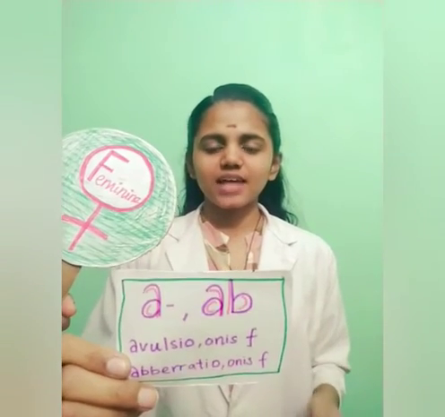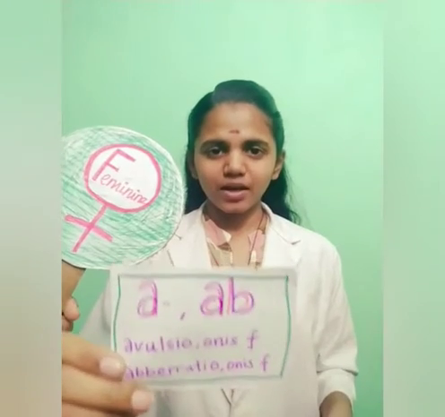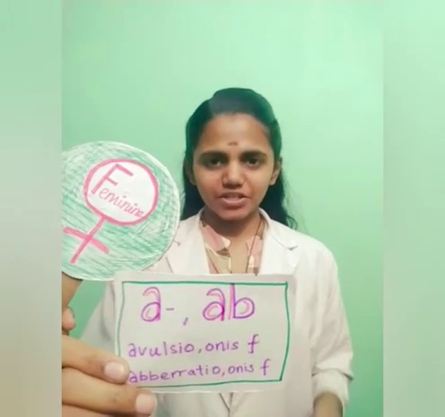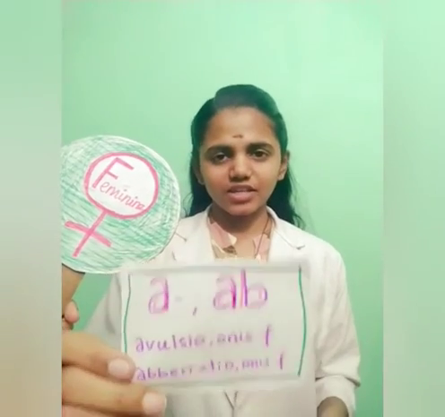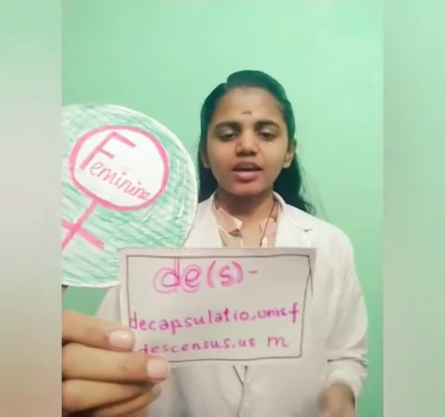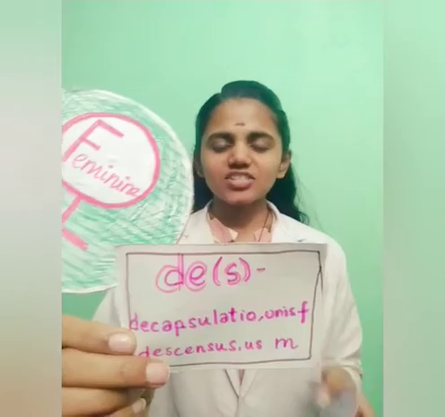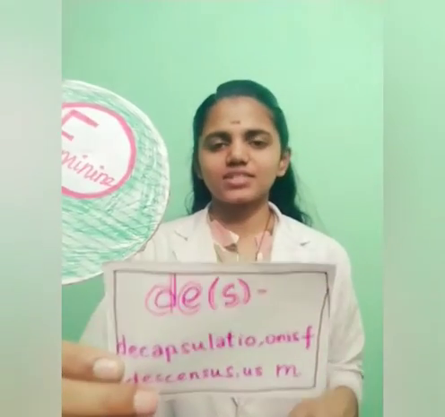And second is ab. It means from. Example is aberratio, aberrationis. It is the deviation from the normal. And the second is de. It means away. Example is decapsulatio, decapsulationis. Its meaning is surgical removal of a capsule or sheath.